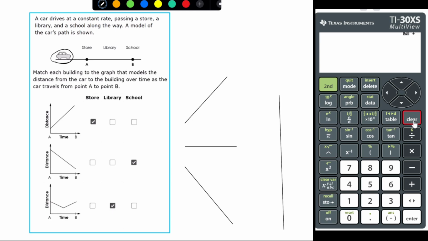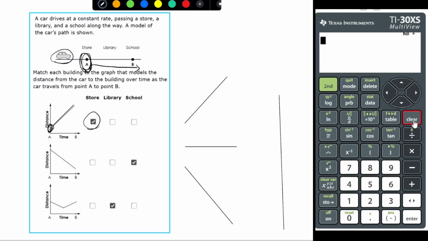So when you're starting at point A, that means you're starting at the store. Your distance to the store will be very, very close because you're pretty much there. And then as you keep driving from A to B, you are getting farther and farther away from the store. So your distance from the store will just go up. Okay, so that's why the store is this first graph.